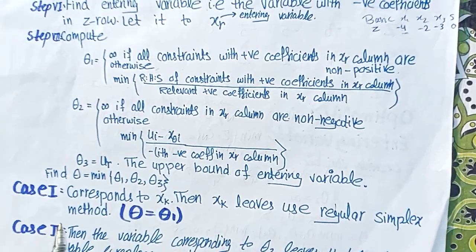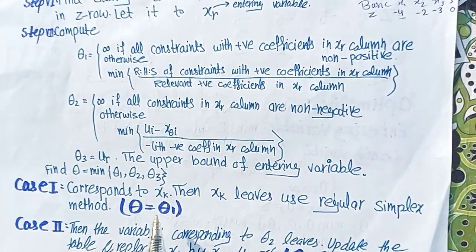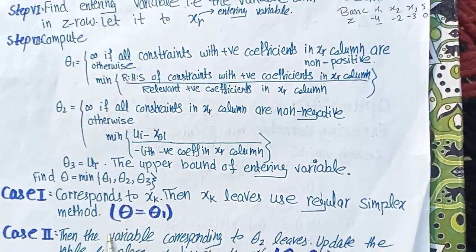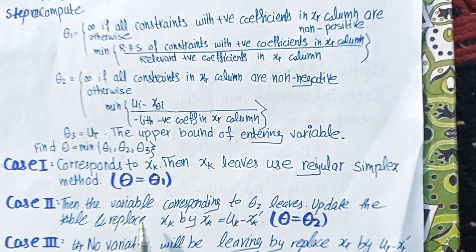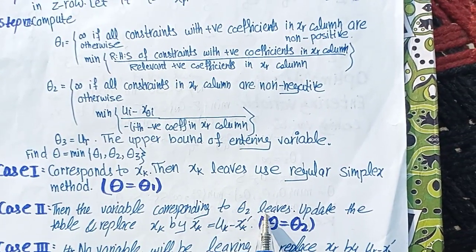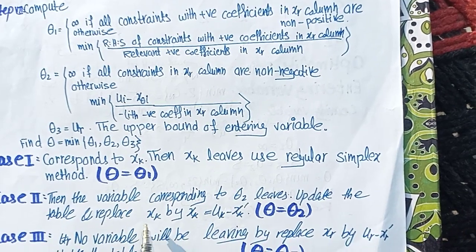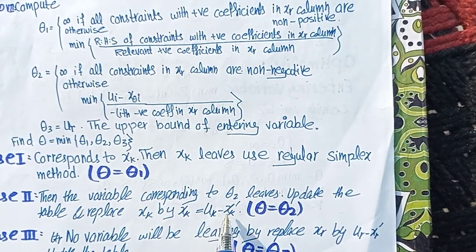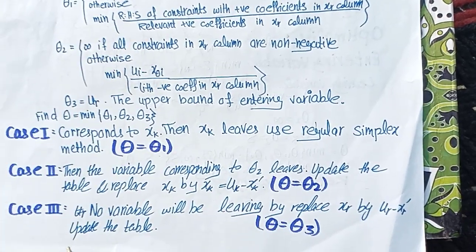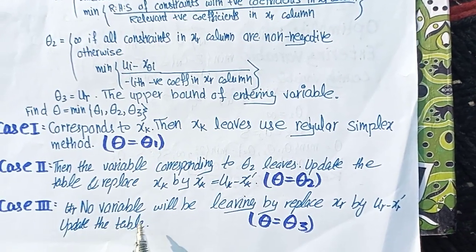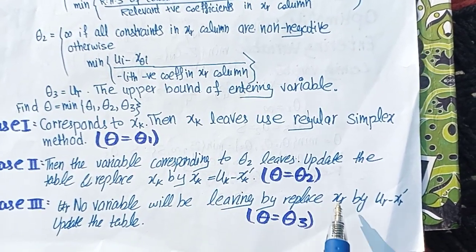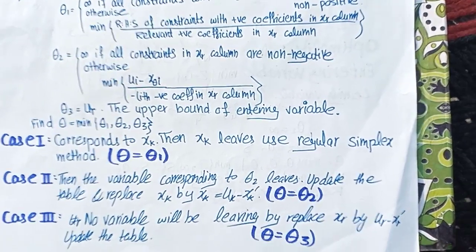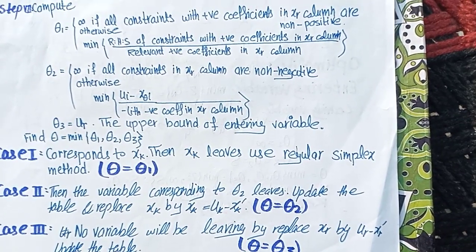Cases. Case 1: theta is equal to theta 1 corresponding to xk. Then xk leaves; use the regular simplex method. Case number 2: then the variable corresponds to theta 2. Update the table and replace xk by xk equal to uk minus xk dash. Case 3: theta equal to theta 3. No variable will be leaving. Replace xr by ur minus xr dash and update the table. Okay, fine.